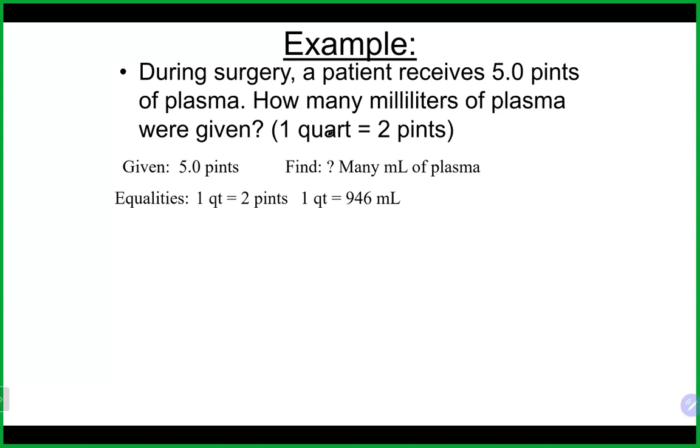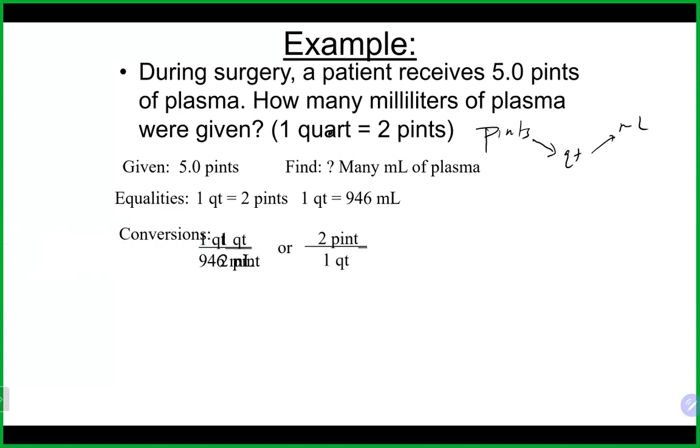Okay, so let's take a look. In this case, we're starting with pints, and eventually we want to get to milliliters. So again, in this case, we can find a pathway to get us there, go from pints to quarts, and again, quarts to milliliters. That's going to give us those 2 equalities, which obviously will give us these conversion factors that we could use.